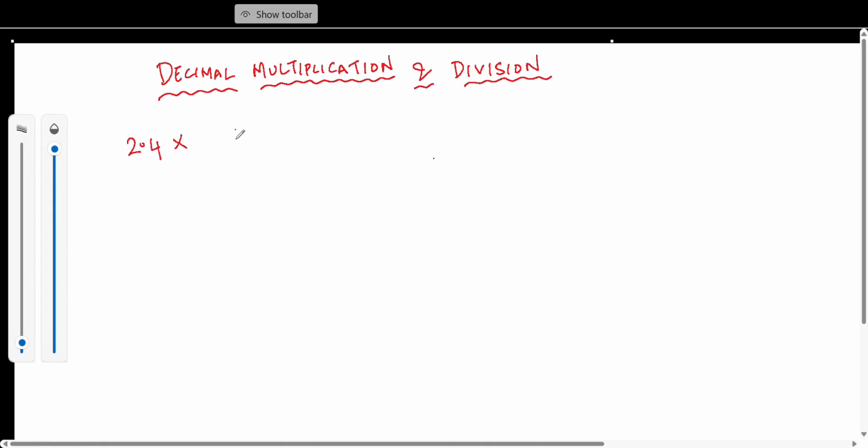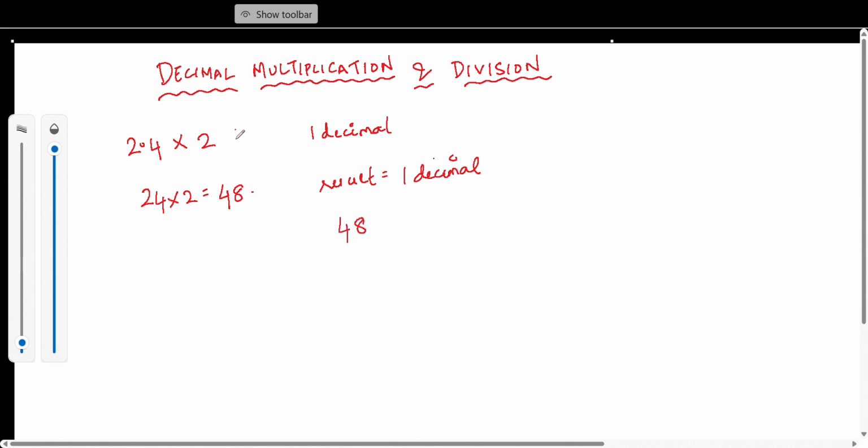2.4 into 2, this looks very simple. That's the whole idea. I wanted to explain it with something simple. When we have decimals involved in one of the products, just ignore the decimal. Do 24 into 2, which is 48. Now, here there is one decimal place here and there is no decimal place, which means the result also has to have one decimal.